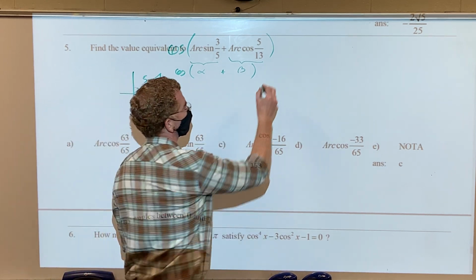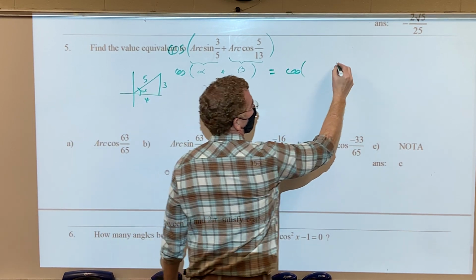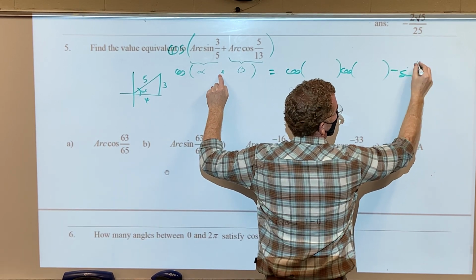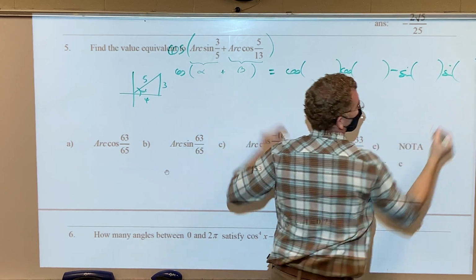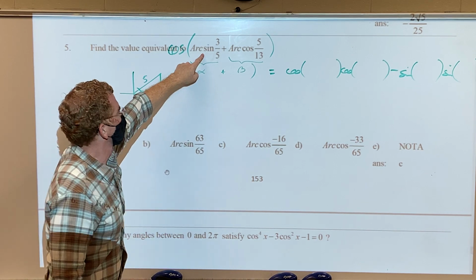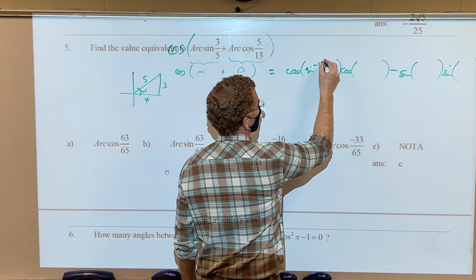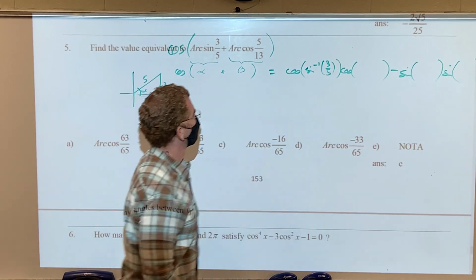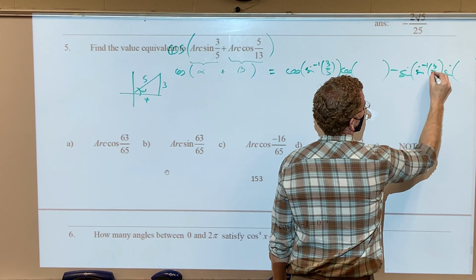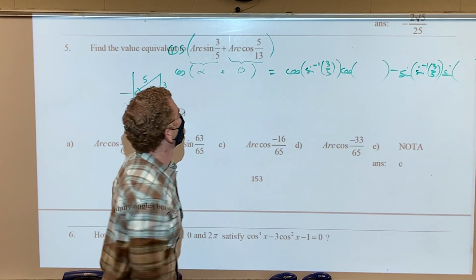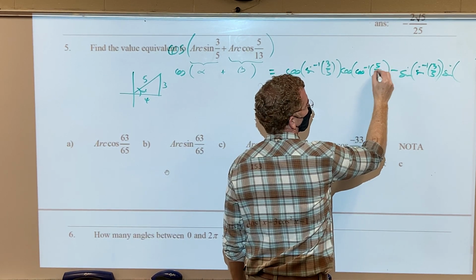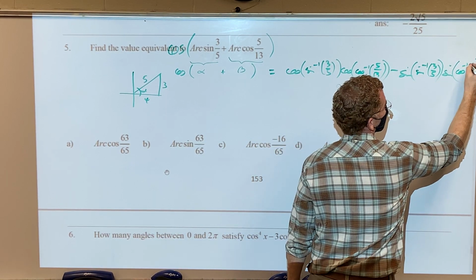Cosine of alpha plus beta, which is cosine alpha cosine beta minus sine alpha sine beta, right? And what's your alpha? Arc sine 3/5. So inverse sine 3/5. I can put that in there over here also. And what's your beta? Arc cosine 5/13. I can put that in here.